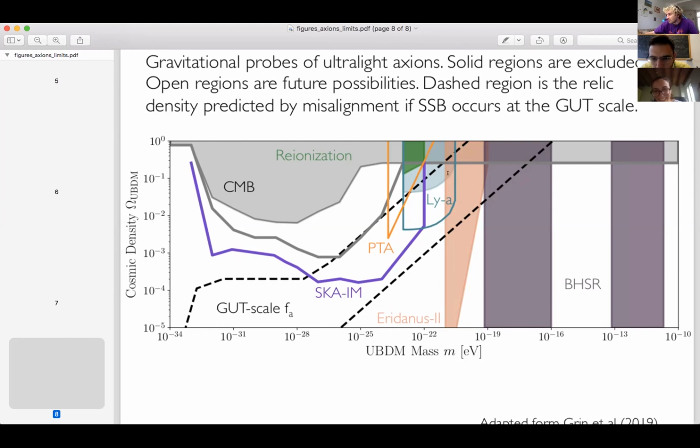And we can try and probe that with more advanced Lyman alpha forest. Here I'm showing the intensity mapping with SKA. So, I'll be quick, is there a natural region in axion mass versus density predicted from string theory? If you give up the requirement that you're all the dark matter, can you draw a region like my naive GUT scale region on this plot?